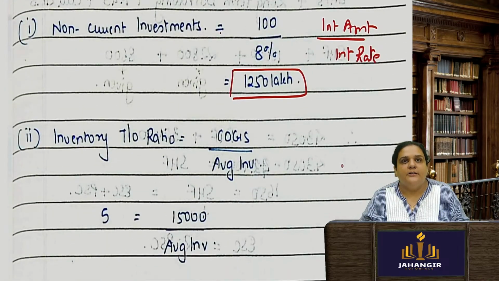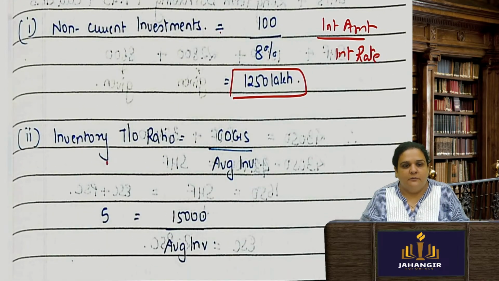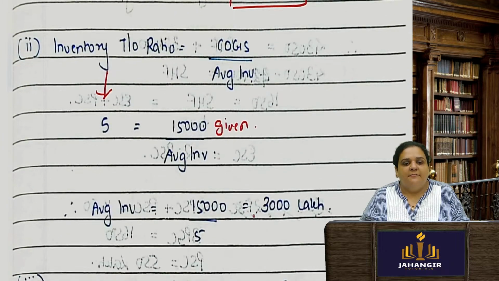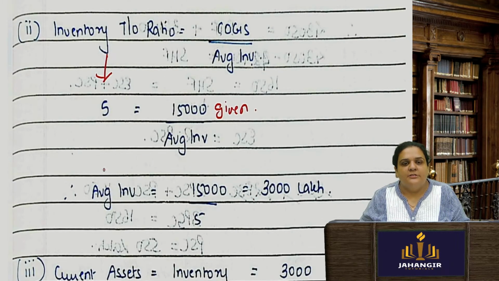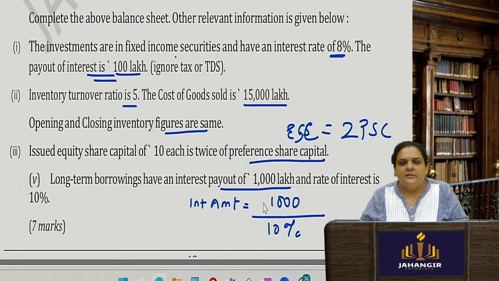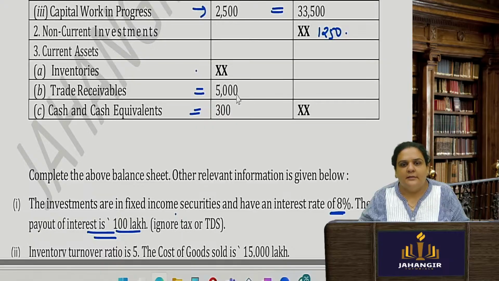Inventory turnover ratio is 5, given. COGS is given. Average inventory I don't know. So average inventory will be 15,000 upon 5, which is 3,000 lakh. When they have told me opening and closing are the same, here also I will write 3,000. So 3,000 plus 5,000 plus 300. This total I will bring here. So now I know it, 8,300.